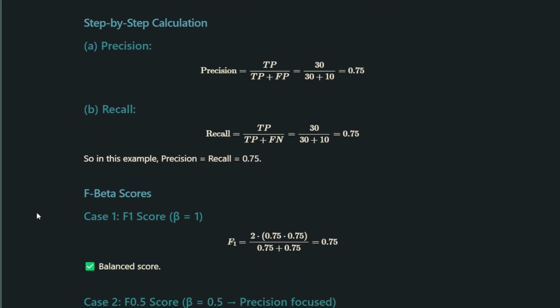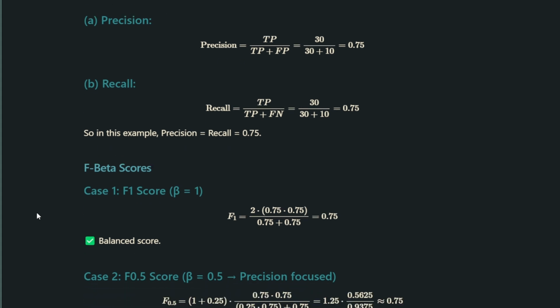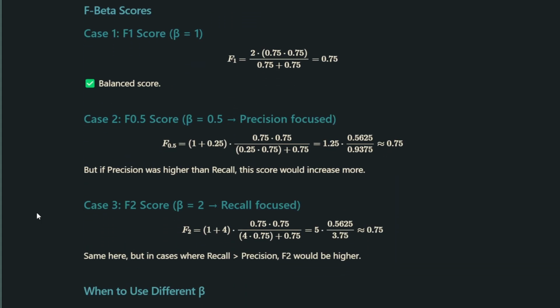Now let's calculate step by step. Precision is 30 by 30 plus 10, which is 0.75. Recall is 30 by 30 plus 10, which is 0.75. So in this case, both precision and recall are equal at 0.75. Now let's see how the F beta score reacts with different values of beta. With F1 score, beta equals 1, precision and recall are balanced, so the score is 0.75. With F0.5 score, which emphasizes precision, the value still comes out to 0.75 here, but in cases where precision is higher than recall, this score would rise more. With F2 score, which emphasizes recall, again the result here is 0.75, but in situations where recall is stronger, F2 would reward that more. So the important takeaway is not just the number, but what beta allows us to do.